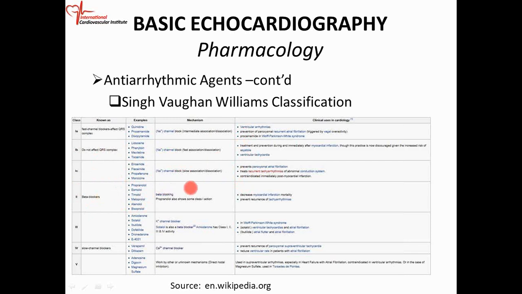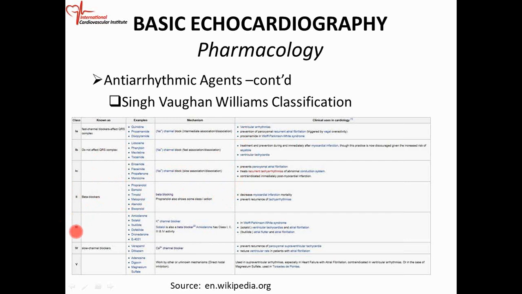And we use beta blockers in almost any type of tachyarrhythmias, supraventricular tachycardia. Patients who have atrial fibrillation, atrial flutter, to slow the ventricular response, we will use these beta blockers. And we use them in patients who have a heart attack to reduce mortality. Okay, this is your class 2.